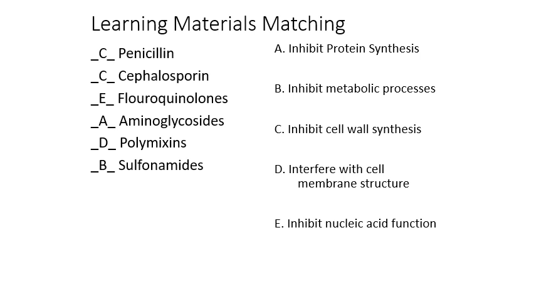Here's your answer. Penicillins and cephalosporins are both cell wall inhibitors. They inhibit the synthesis of new peptidoglycan. Fluoroquinolones inhibit nucleic acid function, because they prevent the unwinding of DNA. Aminoglycosides inhibit protein synthesis by adhering to the ribosome. Polymyxins interfere with cell membrane structure, so they're interfering with the phospholipid bilayer. And sulfonamides are going to inhibit metabolic processes, specifically the production of folic acid.